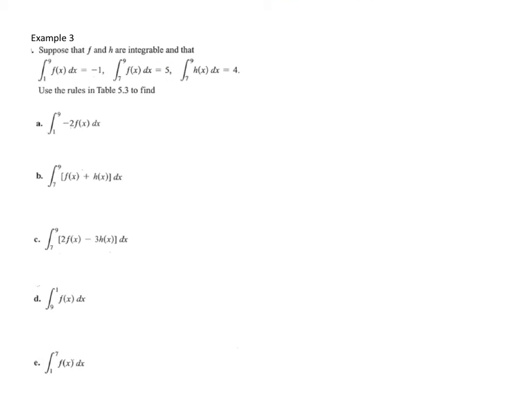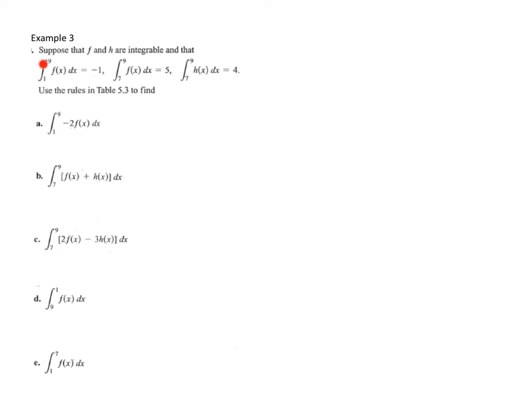All right, so if we take a look at example 3, it gives us these conditions here. It says that the integral from 1 to 9 of f of x dx is equal to negative 1. And it says that the integral from 7 to 9 of f of x dx is equal to 5. We have this other function here, h of x, that gives us another area of 4.